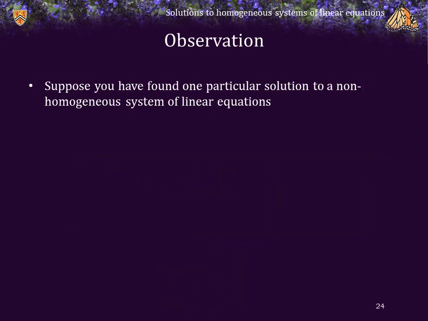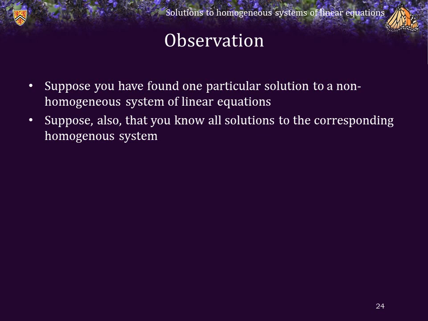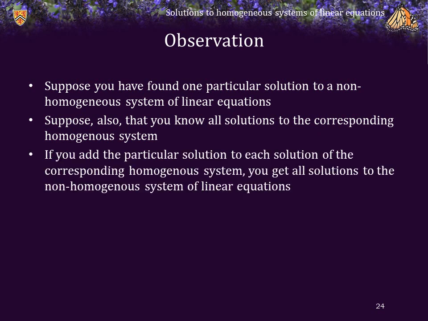Here's a nice little result that you will actually use in your second year calculus course. Suppose you have found one particular solution to a non-homogeneous system of linear equations. Suppose also that you know all solutions to the corresponding homogeneous system. Well, if you add that particular solution to each solution of the corresponding homogeneous system, you get all solutions to the non-homogeneous system of linear equations. This is a nice result.